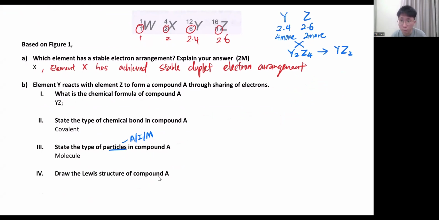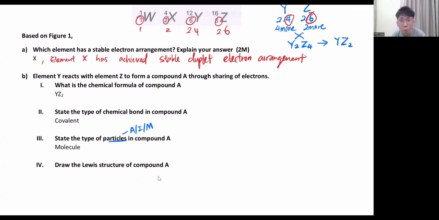Okay, guys, Lewis structure makes your life so much easier. Why? Because you don't have to draw circle, circle, circle. Just draw the symbol in the middle and draw the last shell electrons. You only need to draw the 4 and 6. So I need to draw Y and Z too, right? So I'll have a Y in the middle, Z on the side. Okay, so how do I draw the Lewis structure? You draw the 4 for Y.